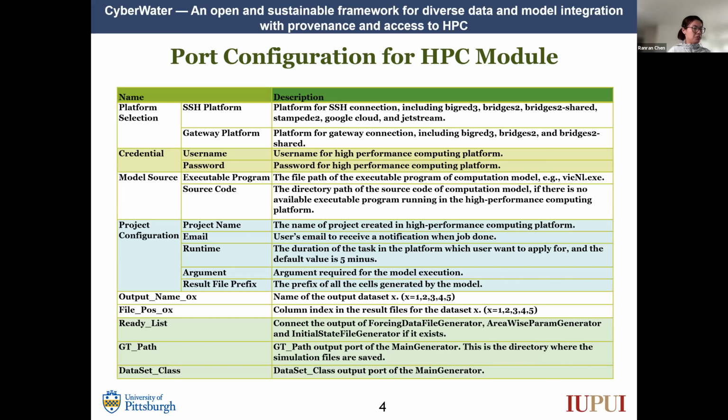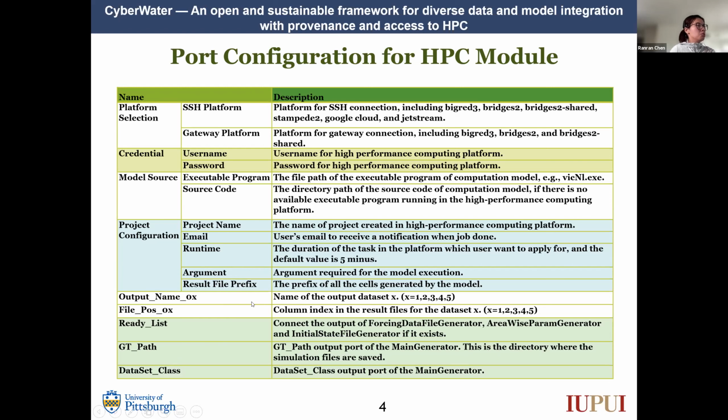To configure the HPC module, the user needs to provide this information here, like the selection of the platform and the credential for the platform you are going to connect, and the model source used to conduct the computations in the HPC platform, and the project configuration information like a project name, the email address, so that you can receive a notification at the beginning and at the end of the job, and the runtime. The runtime is the duration of the task you are going to set, and the argument, the result file prefix. Besides it, the user also needs to name the output dataset and give a column index in the result file. This is similar to the run model agent Daniel has introduced before.